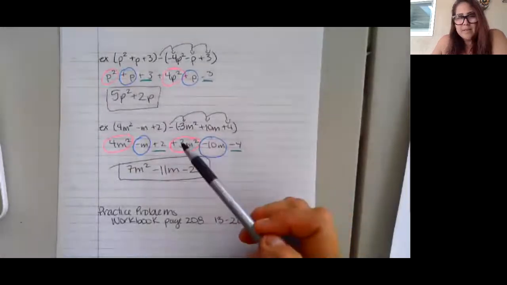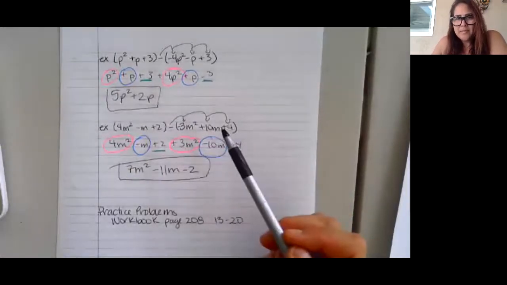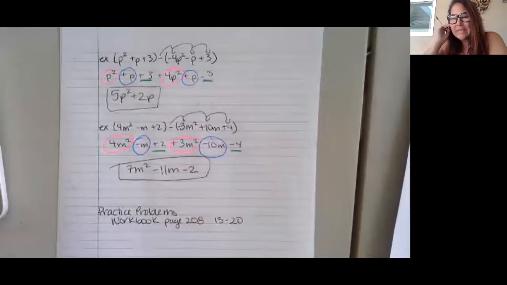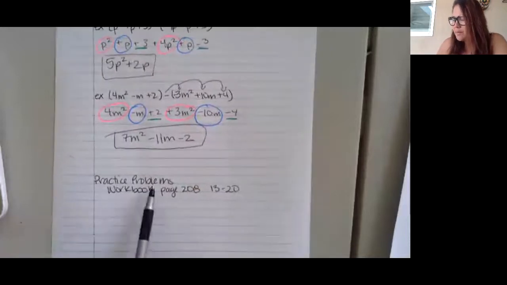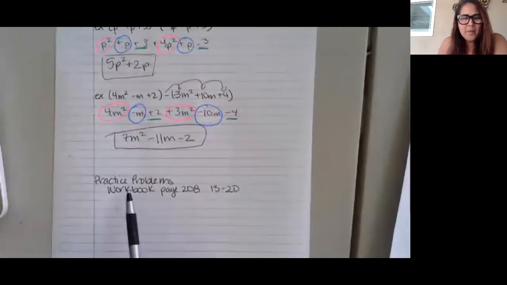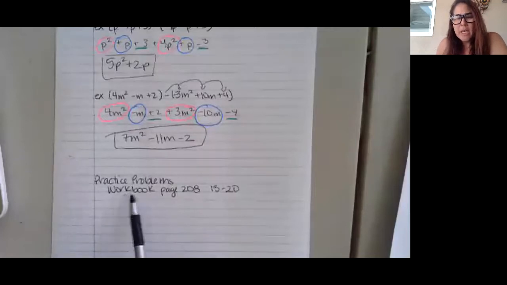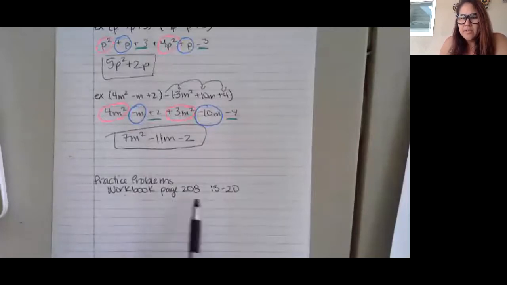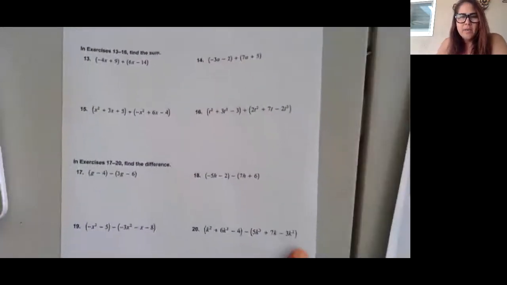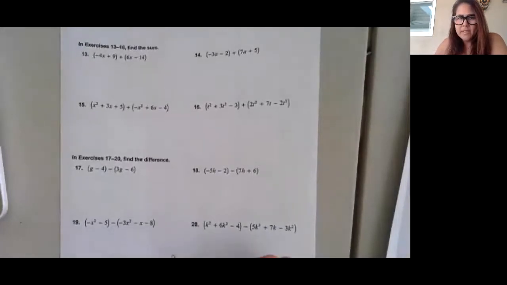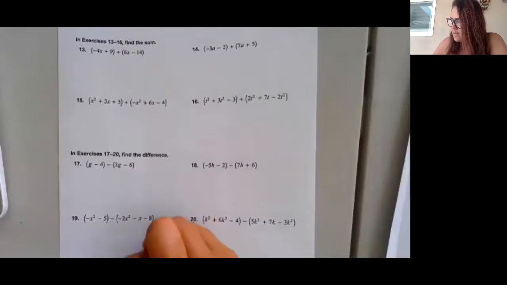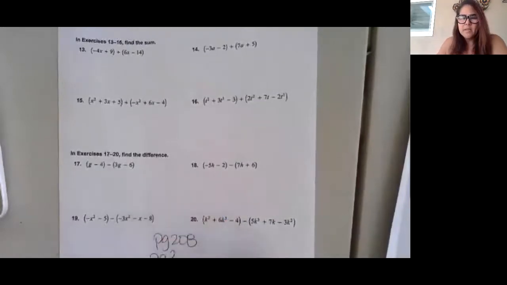Okay, so these are just the basics, adding and subtracting. Your next videos are going to be 3 different methods on how to multiply polynomials. If you wanted extra practice problems for adding and subtracting, I'm pretty sure everybody has an Algebra 1 workbook. And on page 208, you can do problems 13 through 20. And if you don't have a workbook, here are the problems. These are on page 208 in your workbook.